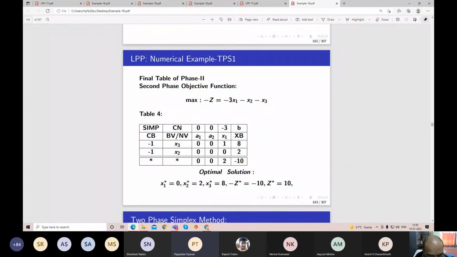So now the question is, is there any alternate optimal solution? I will stop here. Is there any alternate optimal solution? No. Because if it were 0 instead of 2, then it would be possible, you can say, but it is 2, a positive number, so there is no alternate optimal solution.